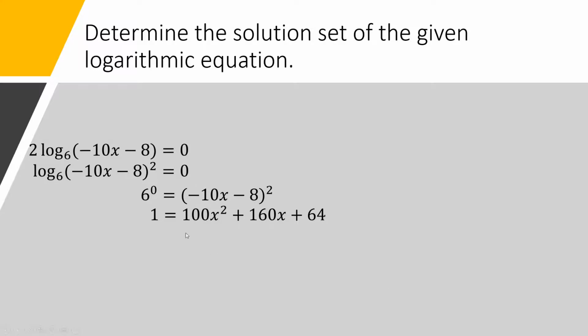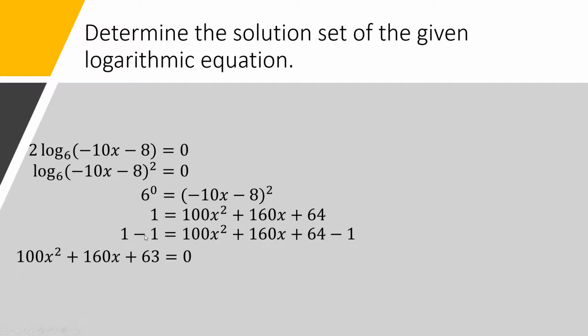So you have 100x squared plus 160x plus 64. Since we have 1 here, we can subtract both sides by 1. So we have this one. And then, of course, 1 minus 1 is equal to 0.